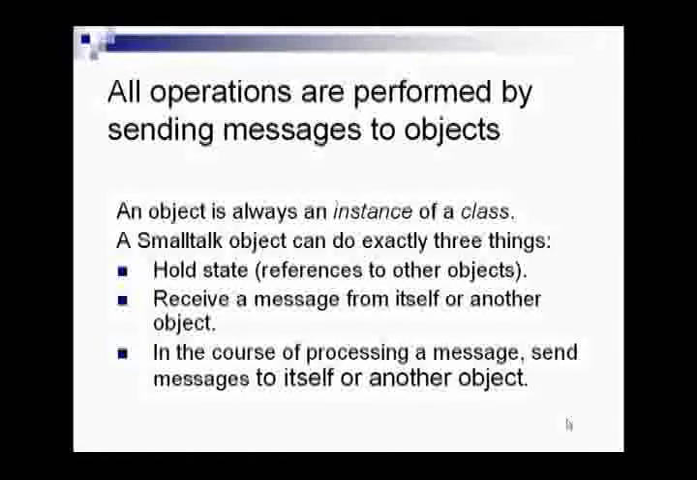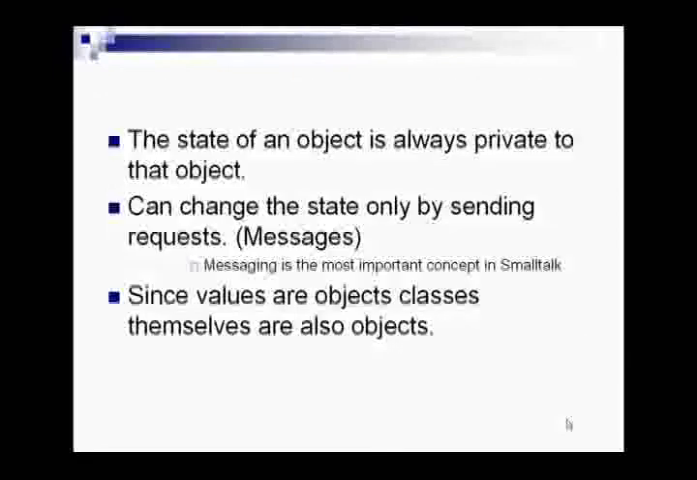A Smalltalk object can hold state, receive messages, and send messages to itself or other objects. The state an object holds is always private to that object. Other objects can query or change that state only by sending requests to the object to do so. Any message can be sent to any object. When a message is received, the receiver determines whether that message is appropriate.